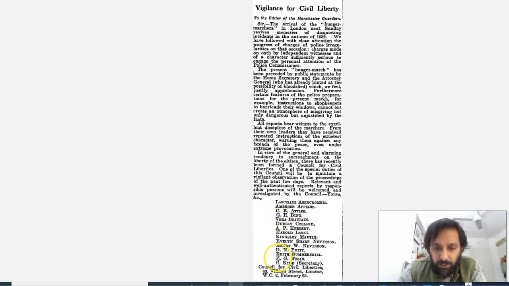It's an interesting list of names. If you see below this, many of them are not well known today. One thing I wanted to point out is that at least some of these names are literary figures: Lascelles Abercrombie, A.P. Herbert, Harold Laski was an academic, H.G. Wells, the famous writer. Why do I say this? Because sometimes there's an impression that civil liberties activists are essentially professional activists or lawyers.